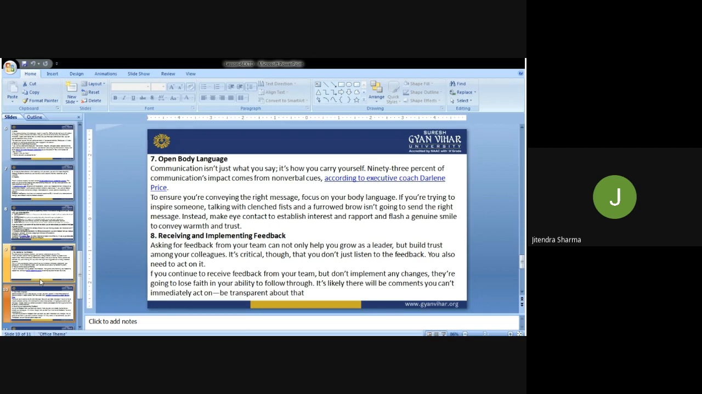So make eye contact to establish interest and rapport. That is very important. And flash a genuine smile to convey warmth and trust. A smile is a feature of human beings only, because it is a feature which God has given only to human beings. So through a generous smile we communicate, and the smile is very important.